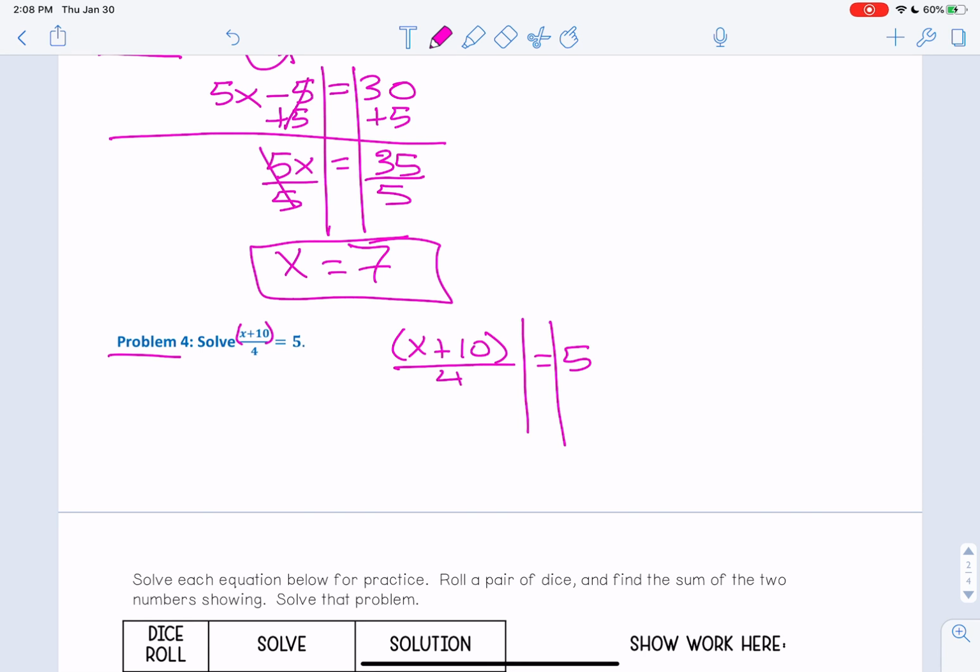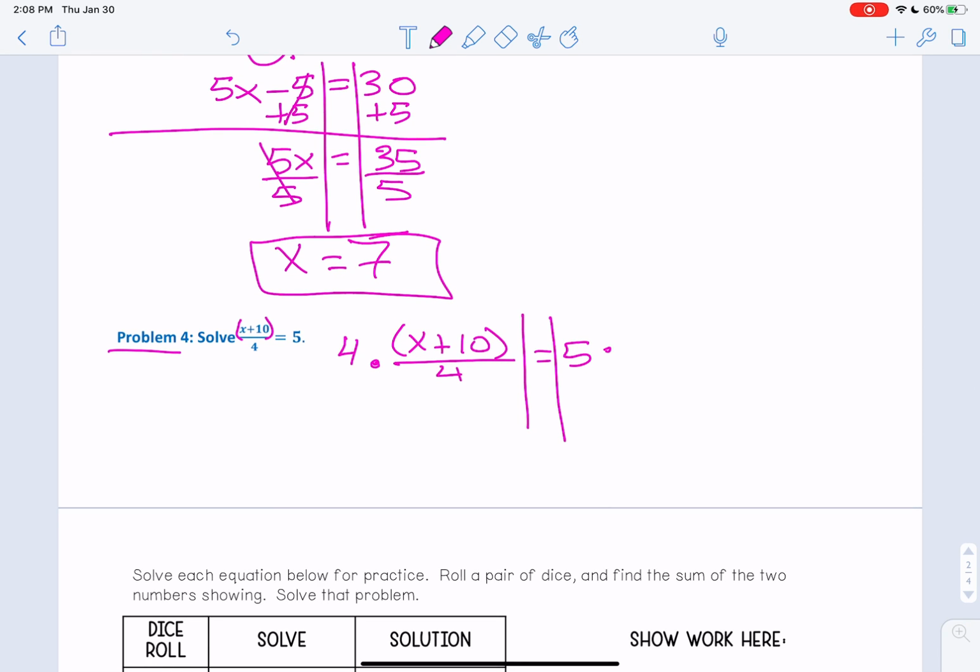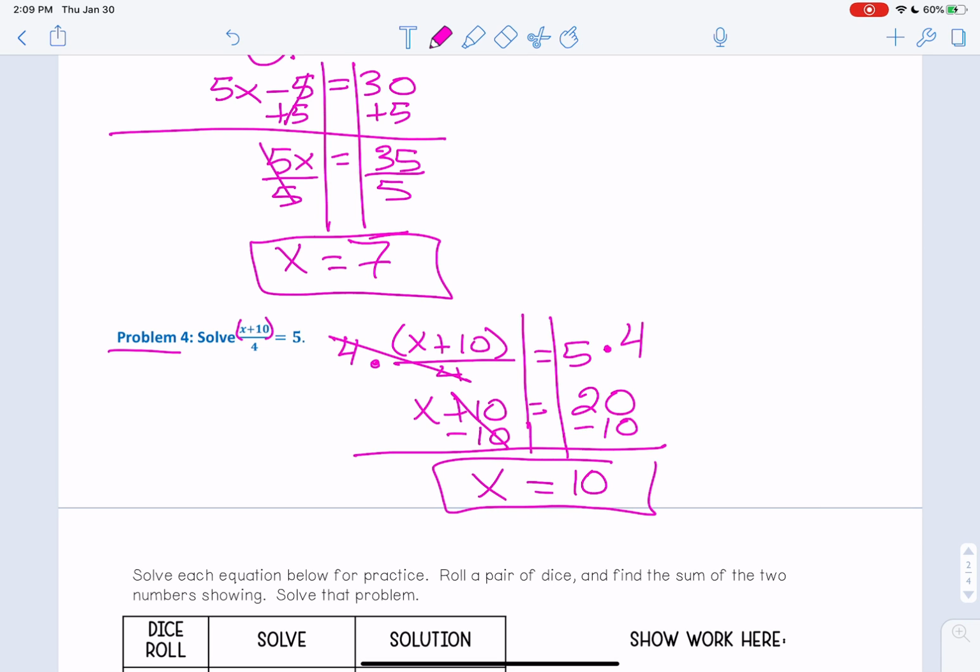And the opposite of division is multiplication. So I'm going to multiply by 4 on both sides. These 4's cancel out, and I get x plus 10 equals 20. The opposite of addition is subtraction, so I'm going to subtract 10 from both sides. These cancel out, and I get x equals 10. Okay, and that's how you do those 4 problems.